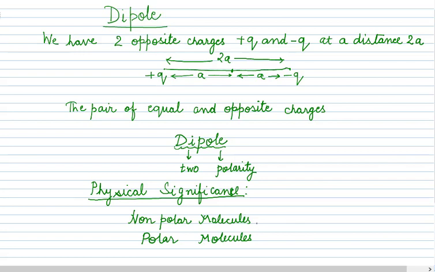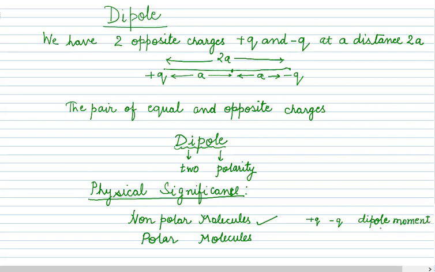In non-polar molecules, the centers of positive and negative charges are in the same place. So if we have a plus q charge and a minus q charge and their center lies at the same place, then we call it a non-polar molecule. They do not have any polarity, and as a result their dipole moment is 0. For all non-polar molecules, with charges plus q and minus q, the center lies at the same place, so their dipole moment is 0.